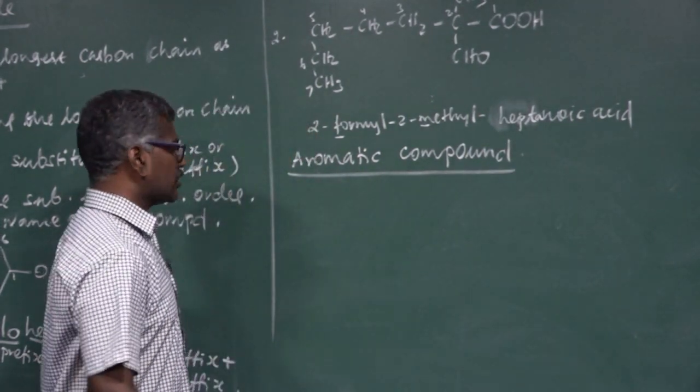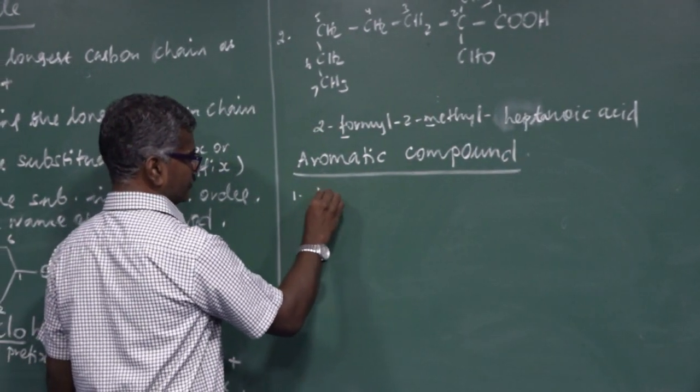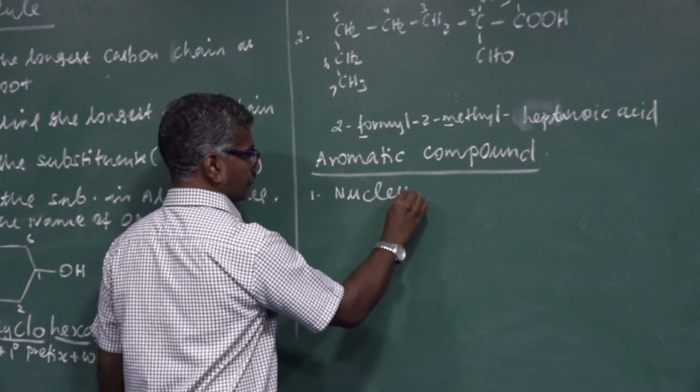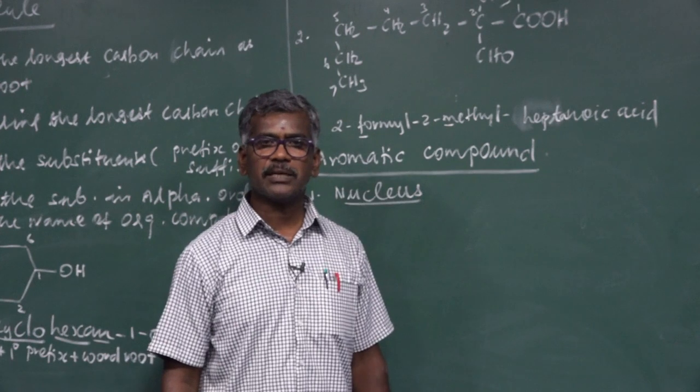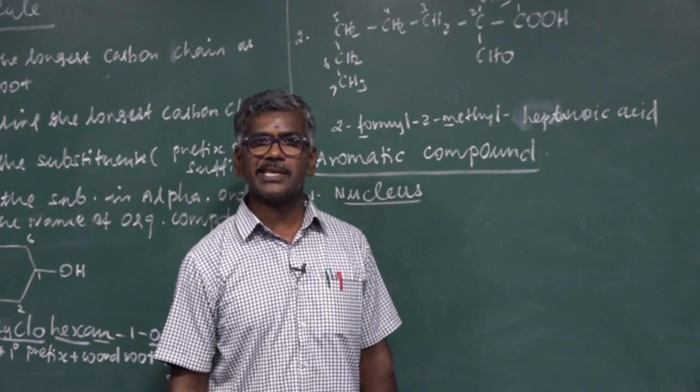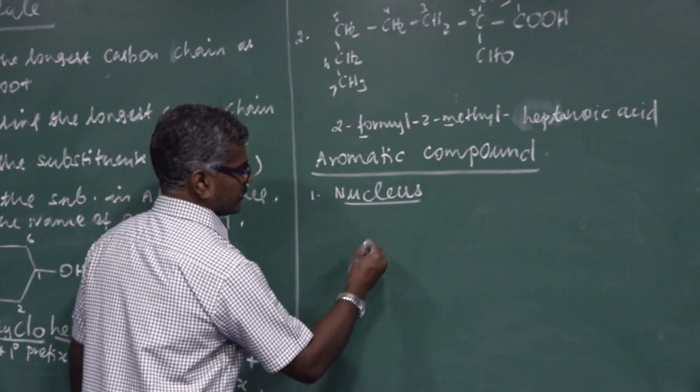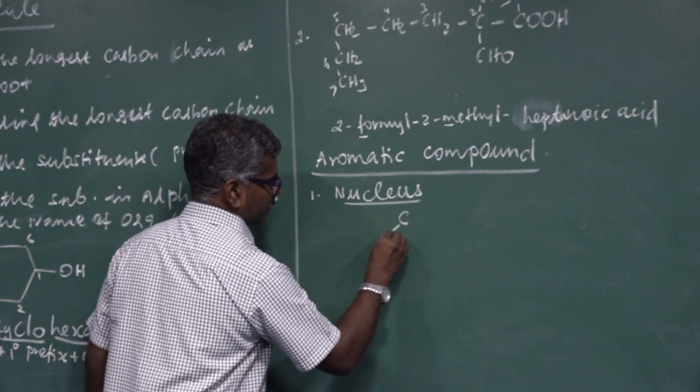In aromatic compounds, the first one is the nucleus. What is the definition of nucleus? The benzene ring present in an organic compound is called the nucleus. Benzene has a total of 6 carbons.